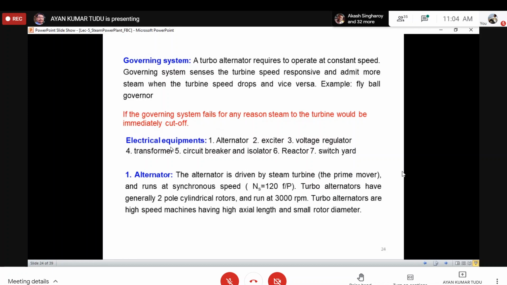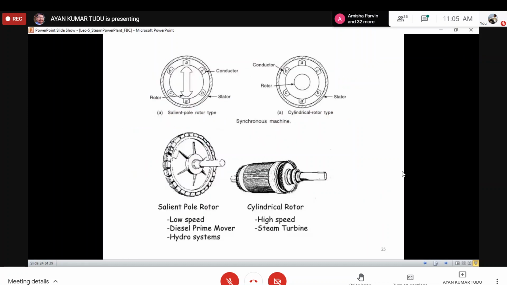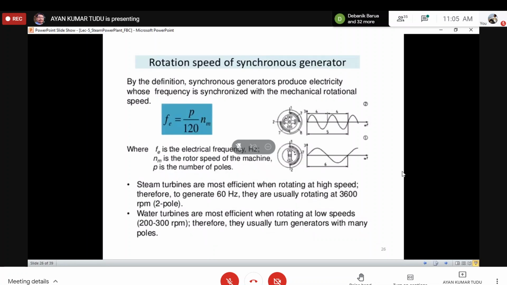Okay, and these turbo alternators are high speed machines having high axial length and small rotor diameter. On the right hand side we have a cylindrical rotor type alternator. I will be showing you a picture of these alternators after the class is over. And for the rotation of the synchronous generator, this is the equation: N is the rotor speed of the machine, N equal to 120 F by P, where F is the electrical frequency.